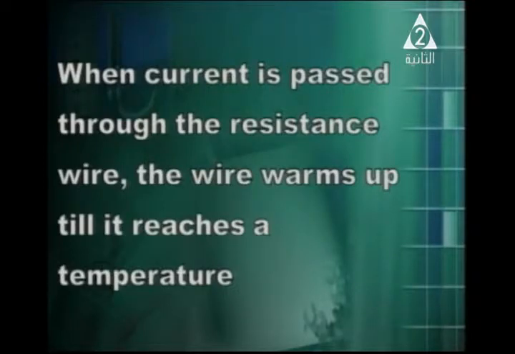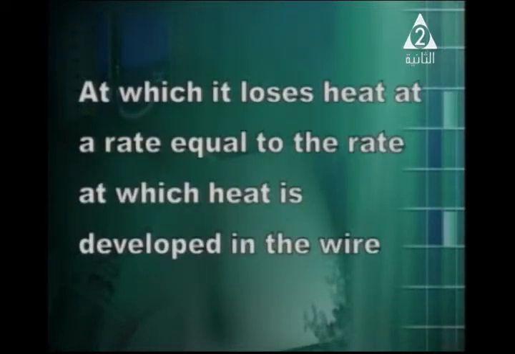Also, when current is passed through the resistance wire, the wire warms up at the very beginning till it reaches a temperature at which it loses heat at a rate equal to the rate at which heat is developed. So it stops further expansion. At this temperature, it loses heat at a rate equal to the rate at which heat is developed in the wire.